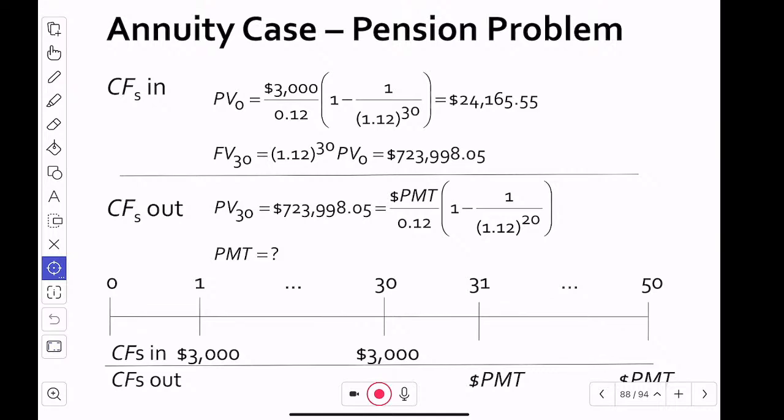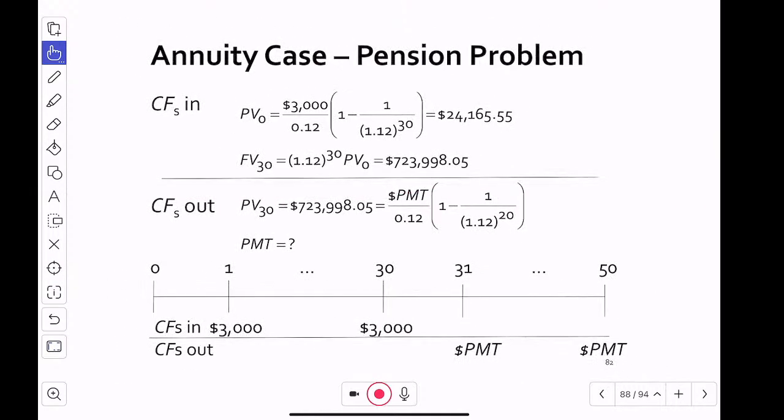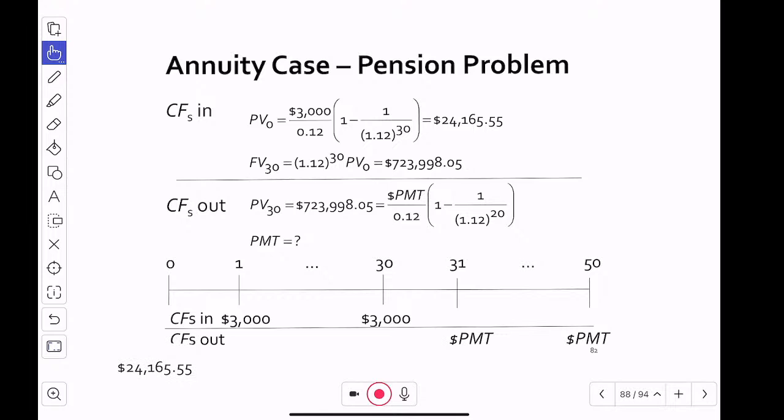So that means the cash flows in will look like this annuity here, $3,000 at 12% for 30 years. That's the present value of it. But I want that in its future value form, which is really, this is a lump sum now. So this would be here. Can you see that? So that would be the present value here, but I want its future value equivalent.